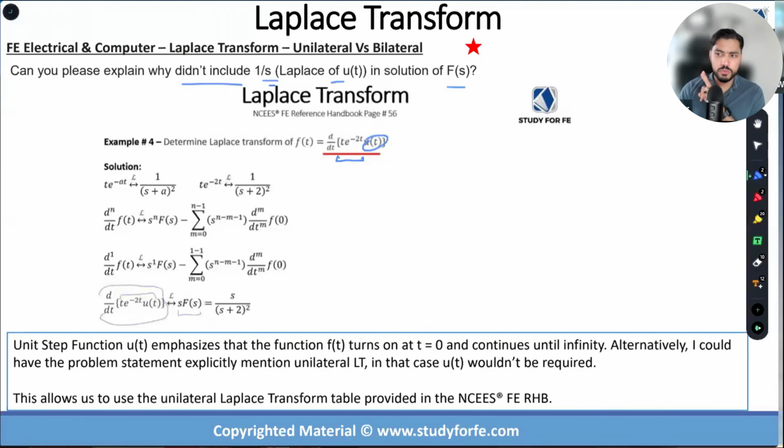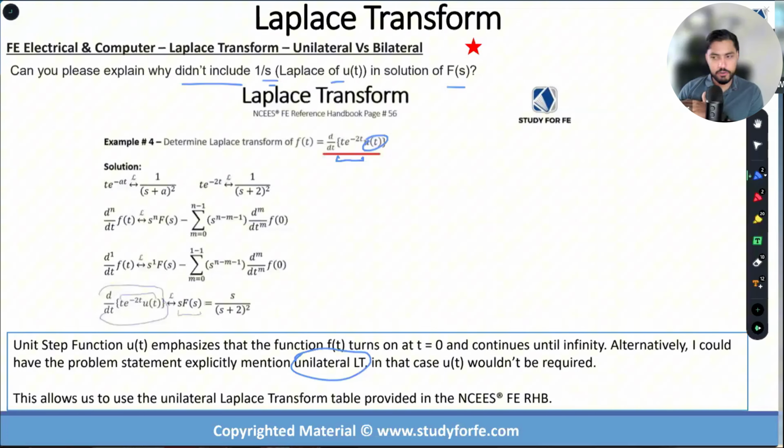There are two ways to use the tables that are provided in the reference handbook. This is a subtle detail, in between the lines. If you look at the title of the table provided in the NCEES FE reference handbook, what does it say? In the definitions of that table, as an intro preamble, they call it a unilateral Laplace transform table. Unilateral means that it goes from 0 to positive infinity, right? Agreed?